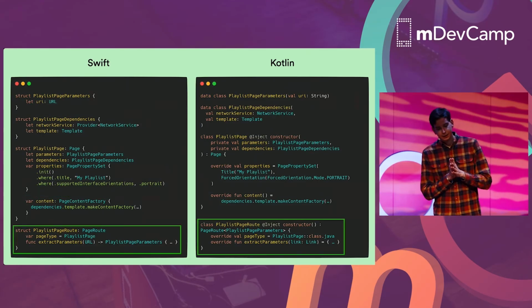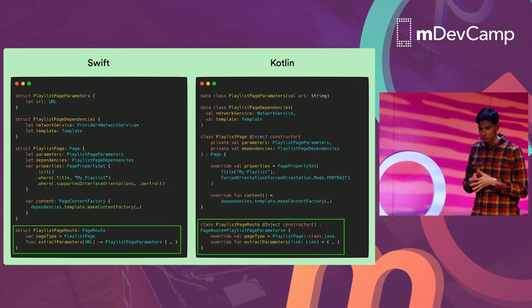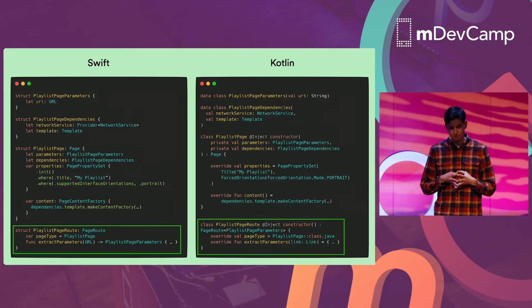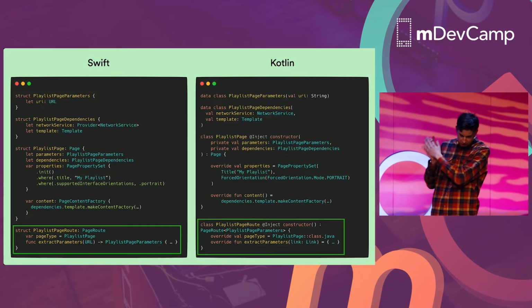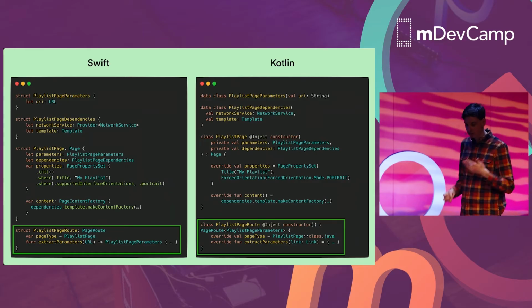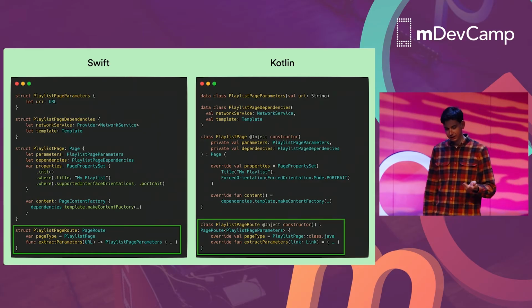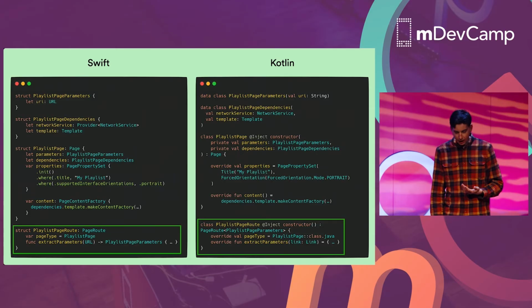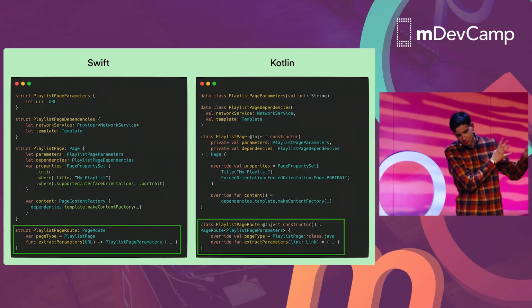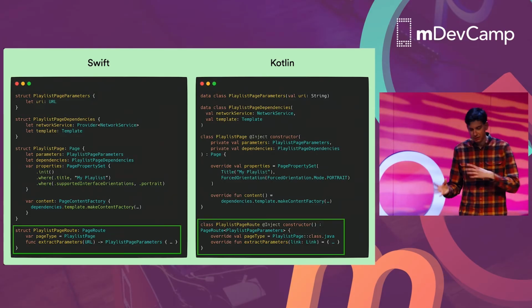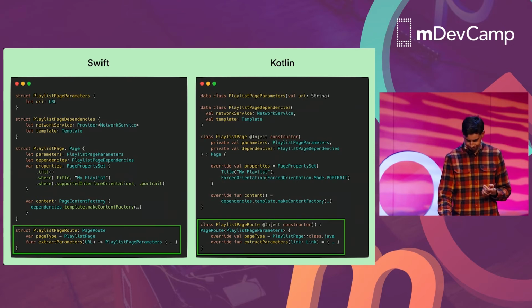And lastly, there is the declaration of the page route, which is used to navigate to the page. In the picture, you can see the route that refers to a concrete page. In our example, it is the playlist page. And it also has a function that takes a URL and can parse it into the parameters that the page needs.